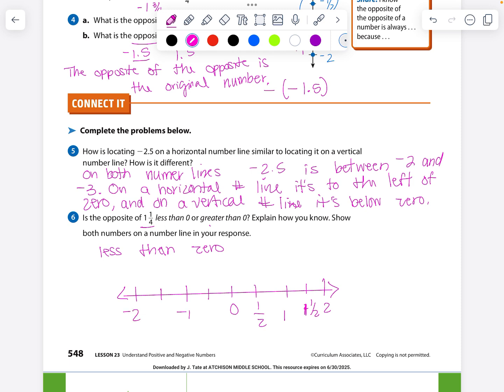Okay, then -1, -2. This would be -1/2, -1.5. So where would this one be? It would be in between 1 and 1.5, right in the middle. Okay, that's 1 1/4. The opposite's going to be in between -1 and -1.5. Right here, that would be -1 1/4. Okay, I hope I didn't confuse you.